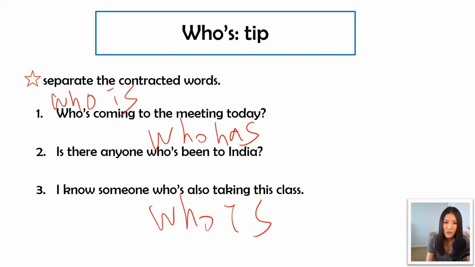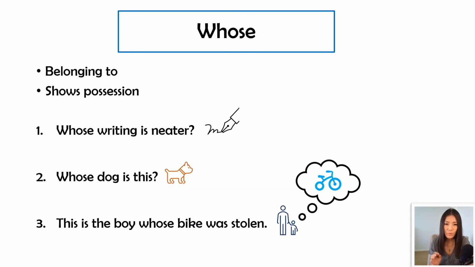So if you're not sure if you've used the correct whose, just undo the contraction and see if your sentence still makes sense. Whose with an O-S-E shows belonging or possession. For example, number 1 says, whose writing is neater? Number 2 says, whose dog is this? And number 3 says, this is the boy whose bike was stolen.